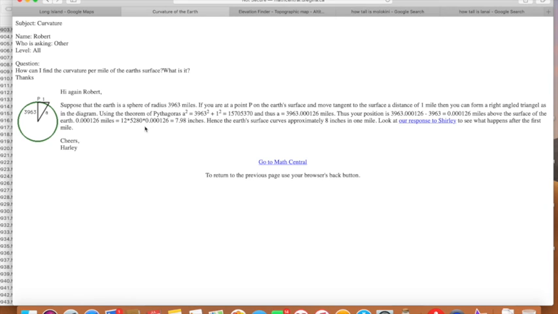So, according to Robert the expert, using the Pythagoras triangle, a squared plus b squared equals c squared, he wound up with the value here of 7.98 inches after measuring 1 mile. Okay? Remember, you've got to square those miles. Squaring 1 equals 1. So he gets approximately 8 inches in 1 mile, which is 2/3 of a foot.